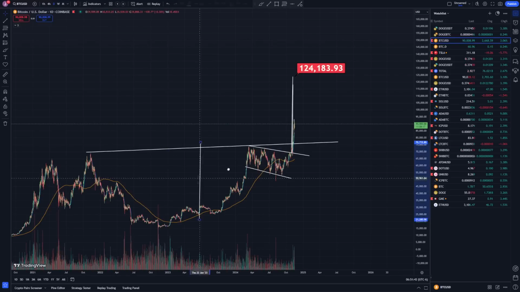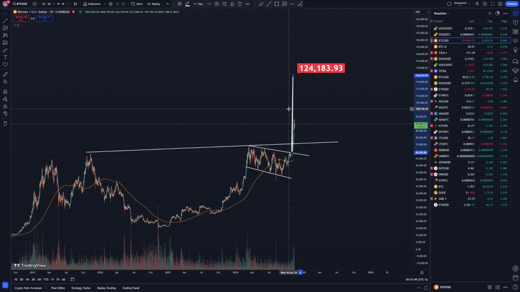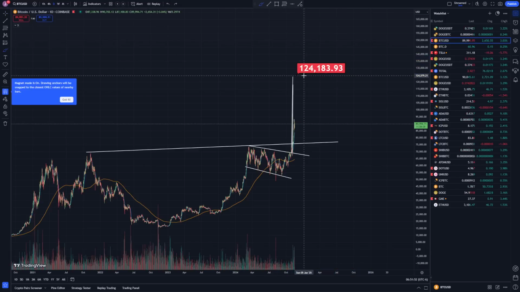We drag this to the breakout. The breakout is the breakout of the channel pattern. Then that gives me a target of approximately 124,000. I've got targets of 122,000. So between 122 and 124, that's the area that I'm looking at basically.